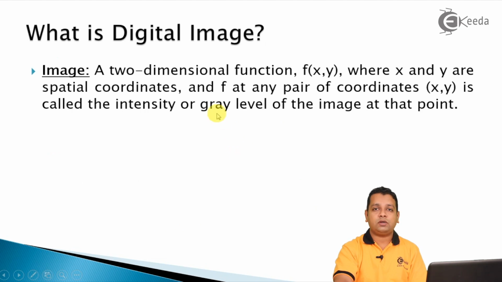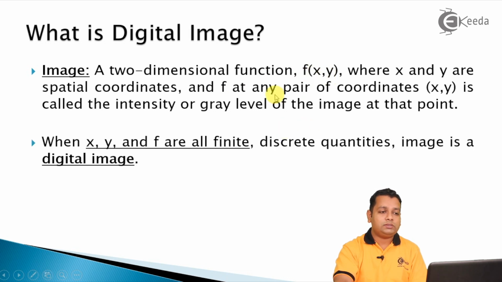Again, we have the accepted definition of an image in mathematical form. It is a function f of xy, xy being the spatial coordinates and f the intensity or gray level of the image. When these three parameters, x, y and f, are discrete in nature, in other words all finite quantities, then we can say that the image is a digital image. So we have just seen the two types of images, analog and digital. Generally in our world everything is analog, but for storage and transmission purposes, we convert it to the digital domain with the help of digital computers.